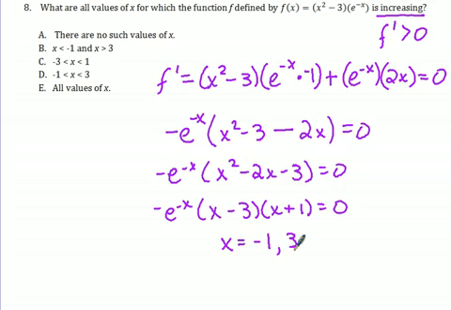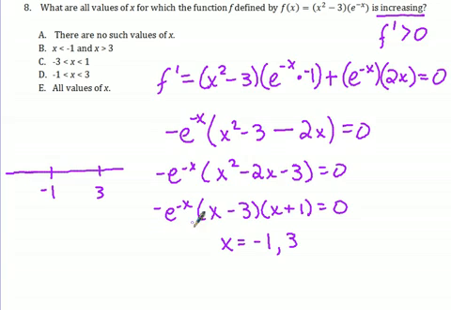So finally, I'm looking for where this is positive, so I need to do a number line. Negative 1 and 3. So I need to pick a number that's in this interval, and we could just pick a large negative number.